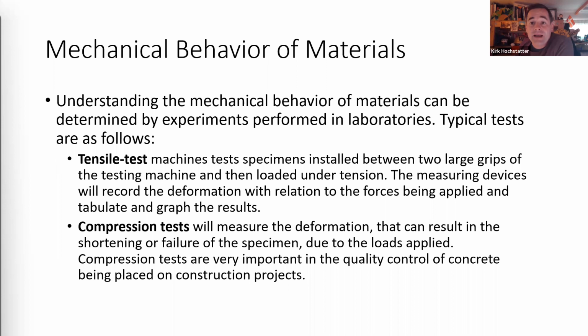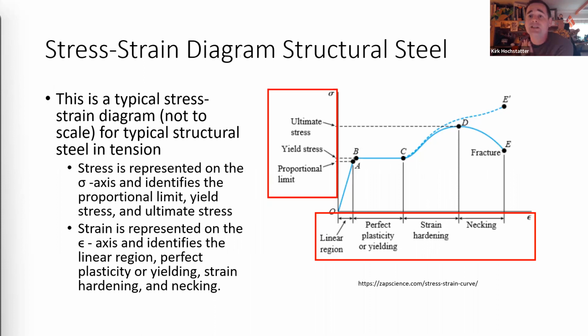Taking what we understand about how we calculate stresses and strains, we can begin to plot this information to better understand the properties of our materials. The two typical tests that help us understand this are the tensile and compression tests. In these tests, measuring devices record the deformations as the machine subjects the test specimens to forces of tension or compression. Using automatic control and data processing systems, the machines will tabulate and graph the results. The tabulation and graphical representation of these test results can be seen on the right of this slide.